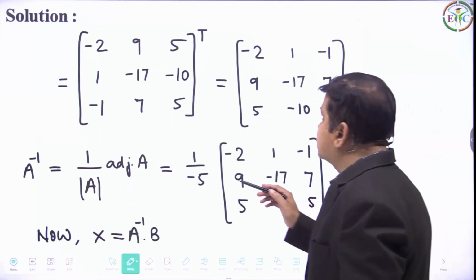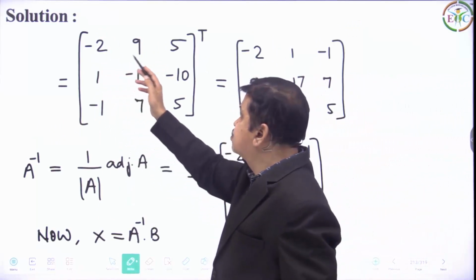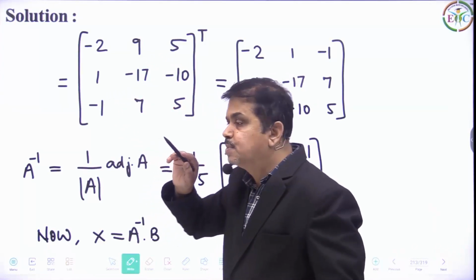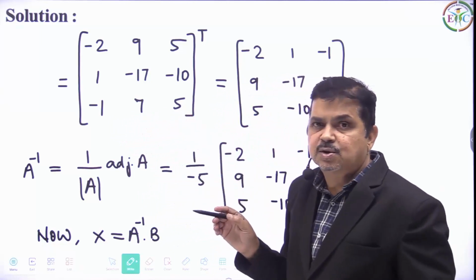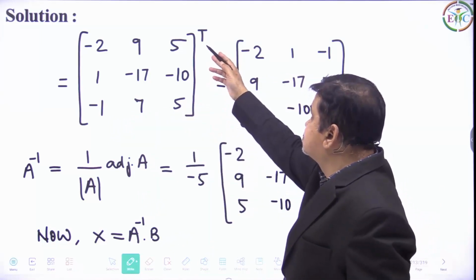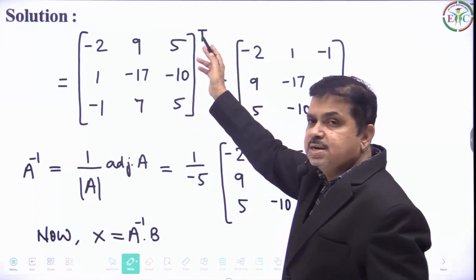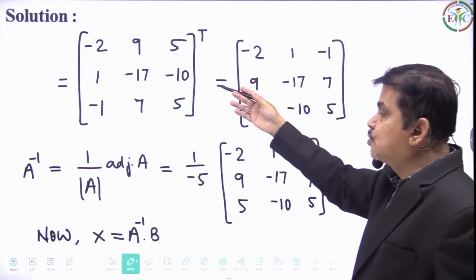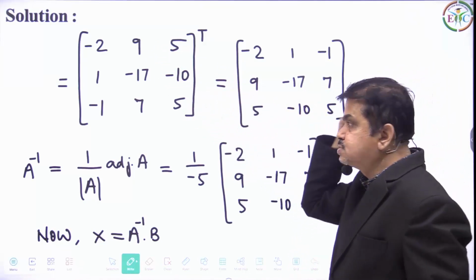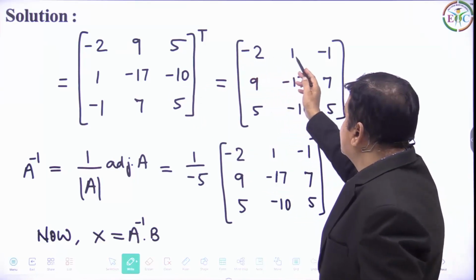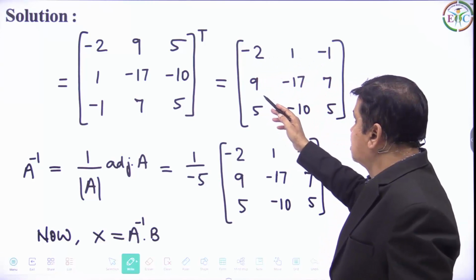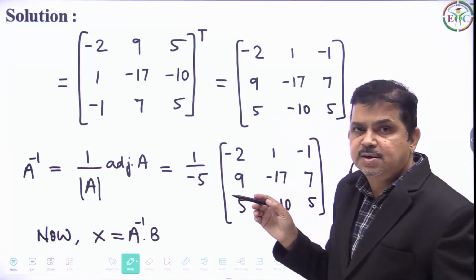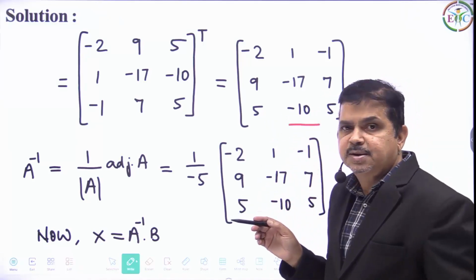So we have the cofactor matrix as minus 2, 9 and 5 as the first row elements, 1, minus 17, minus 10 as the second row elements, and minus 1, 7, 5 as the third row elements. Here we have written T, which signifies that the transpose of this matrix will be the adjoint matrix. By converting the rows into the corresponding columns, we get the transpose. So we have minus 2, 1 and minus 1 in the first row, 9, minus 17 and 7 in the second row, and 5, minus 10, 5 in the third row. So this is the adjoint A matrix.